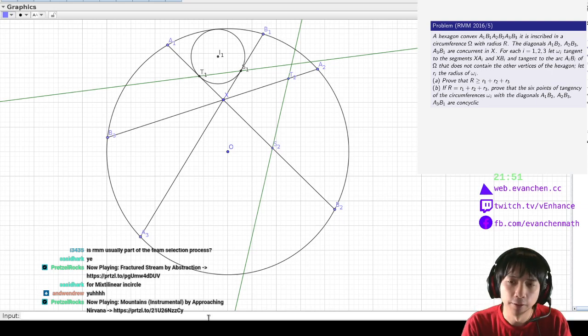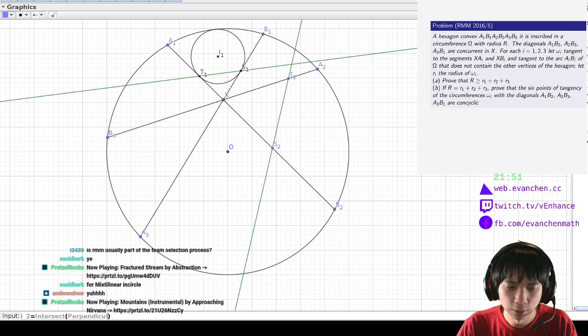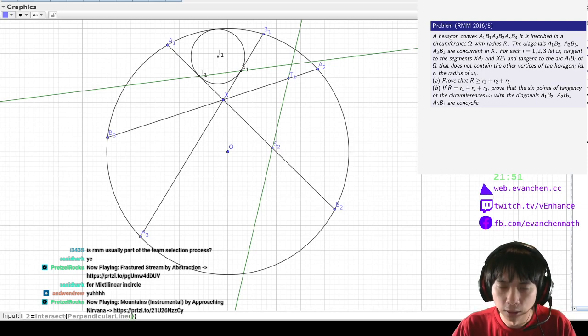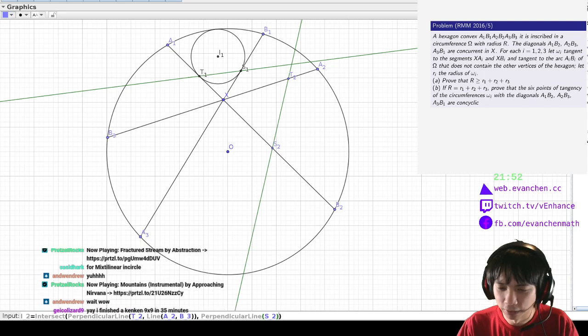But the lemma that I'm using is that this green line, it turns out, passes through the in-center of A1, A2, B2, and the in-center of A2, B2, B3. So what you do is you extend this, draw the in-center of this triangle, draw the in-center of that triangle, and that gives you the green line. That's how I'm constructing these. And then the in-center here is I take the perpendicular here. So I2 is intersect perpendicular line of T2 to line A2, B3. Yeah, so it turns out knowing your geometry well makes GeoGebra easier to use because you know stuff like this.